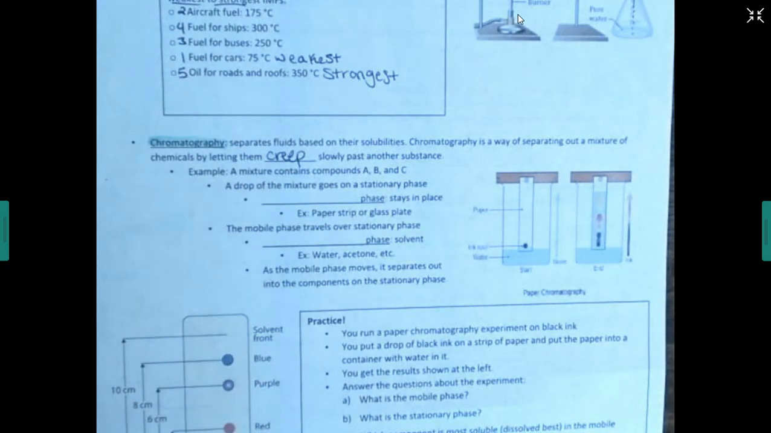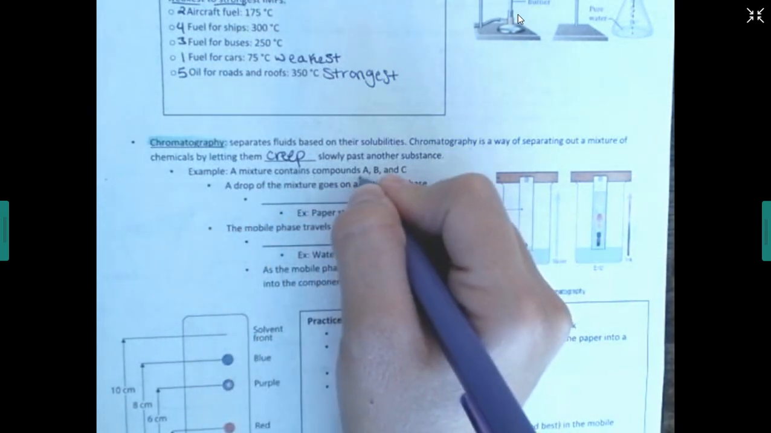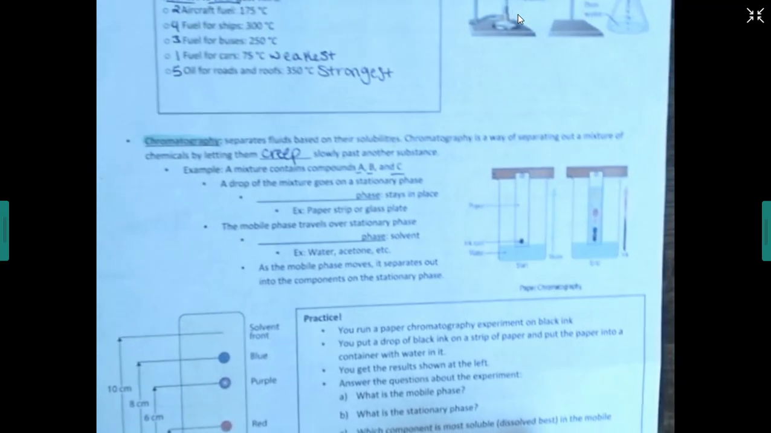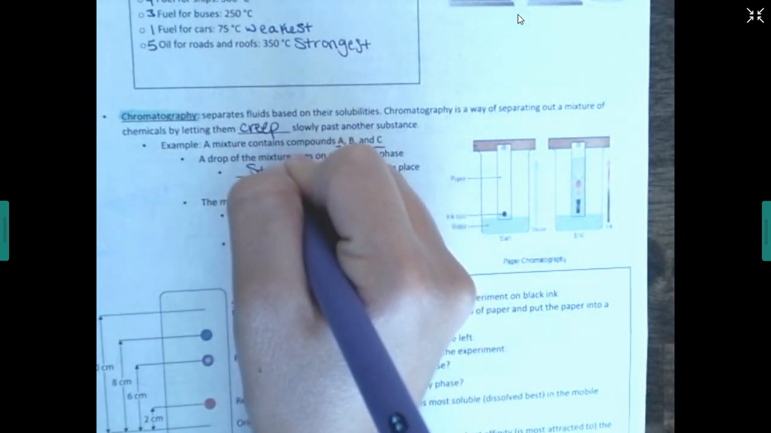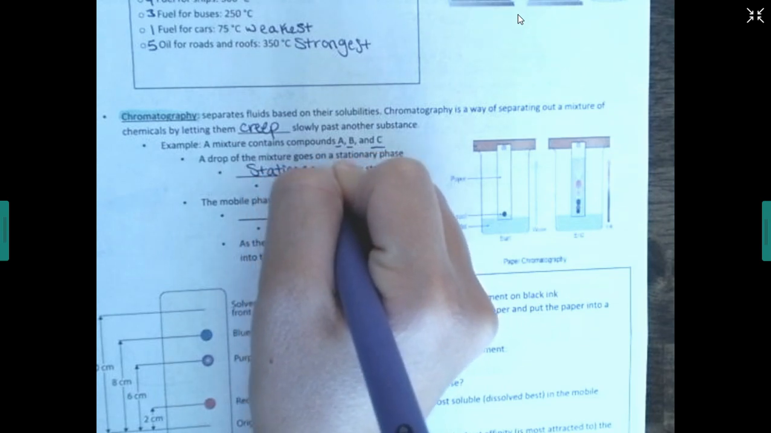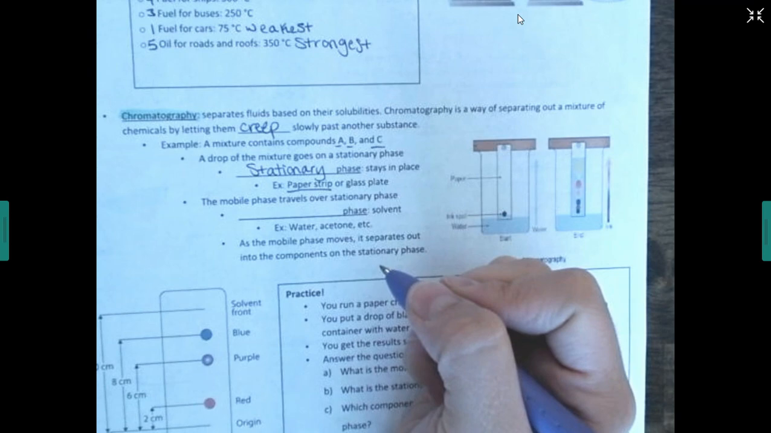Okay, so let me highlight chromatography. This is our last one. A mixture contains compounds A, B, and C. A drop of the mixture goes on a stationary phase. The stationary phase is the thing that stays in place. So for example, a strip of paper, that would be your stationary phase.